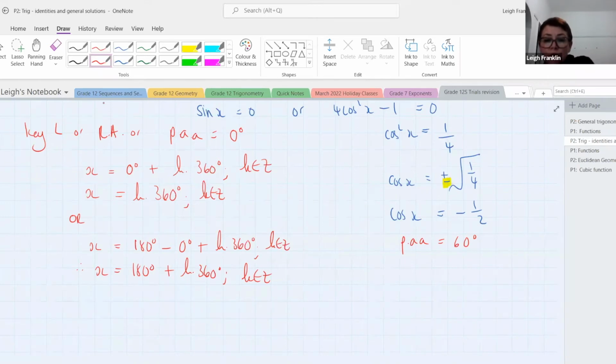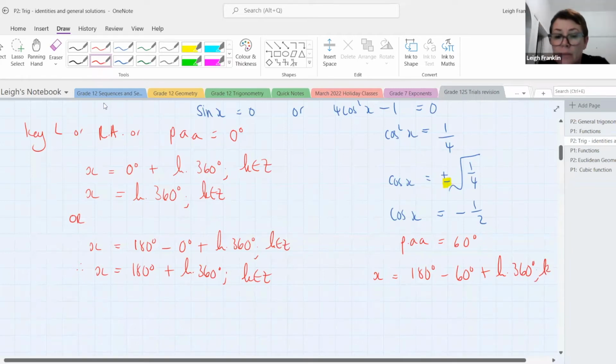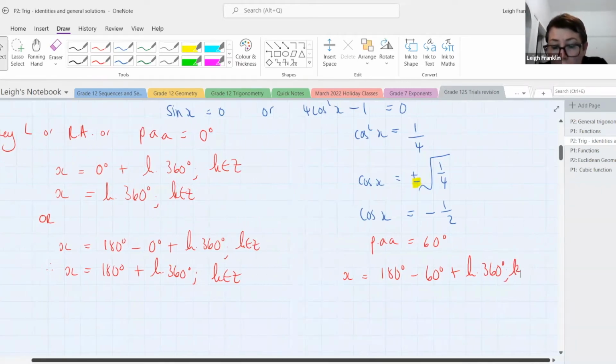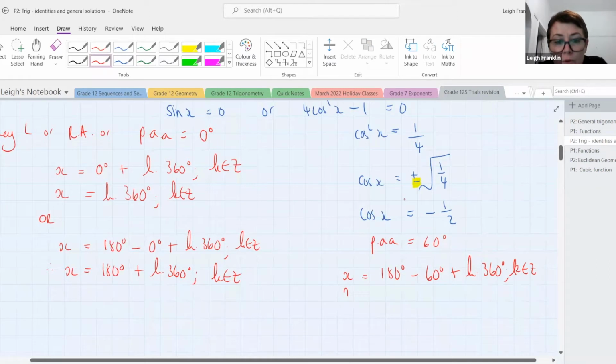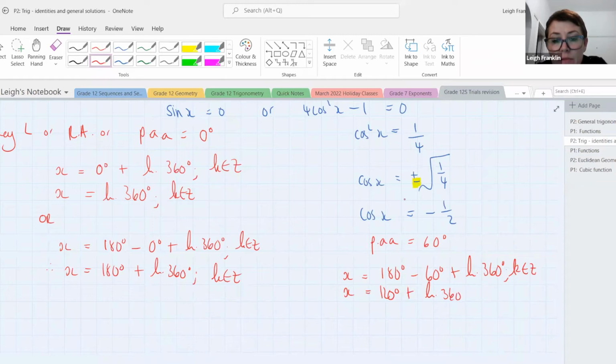For cos x equals -1/2, because cos x is negative, we have to work in quadrants 2 or 3. So in quadrant 2, we would say x, our angle, equals 180 minus our reference angle plus k times 360. K is an element of the integers. So that means that x would be equal to 120 plus k times 360. K is an element of the integers.